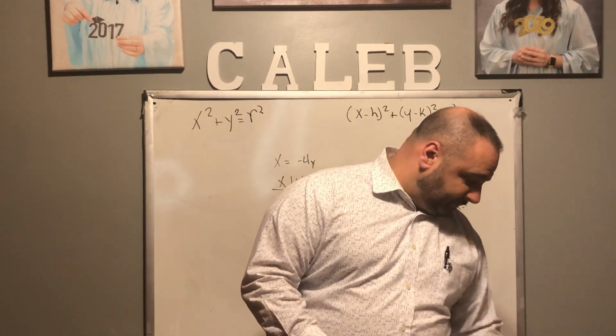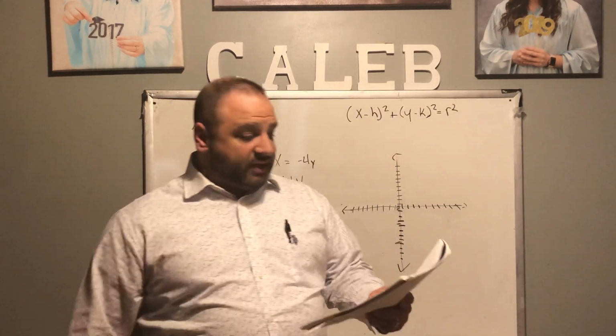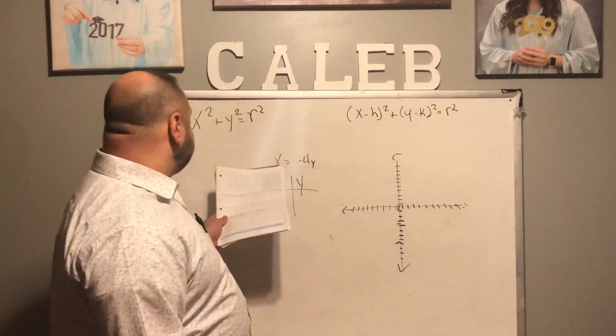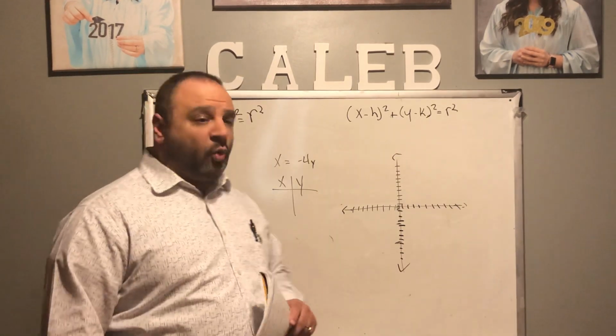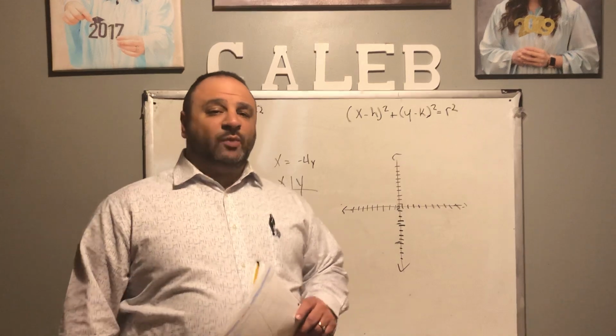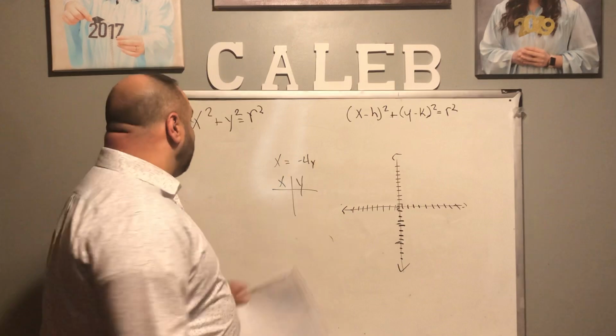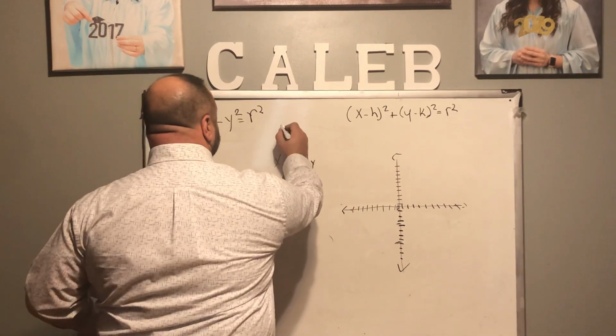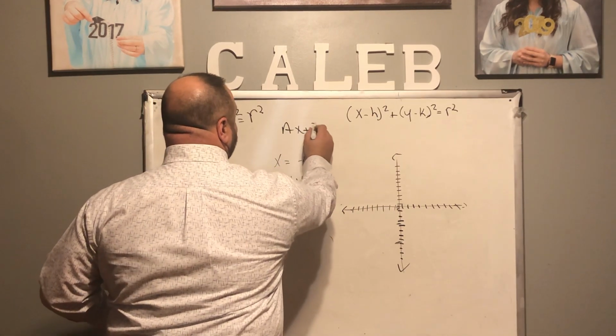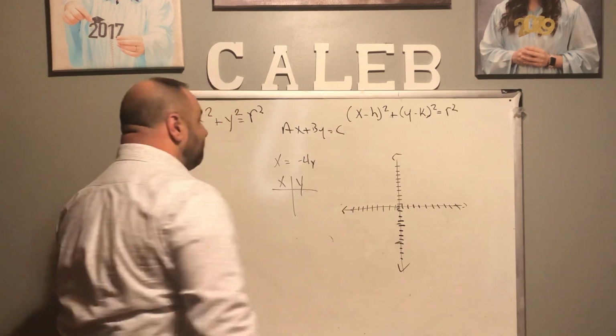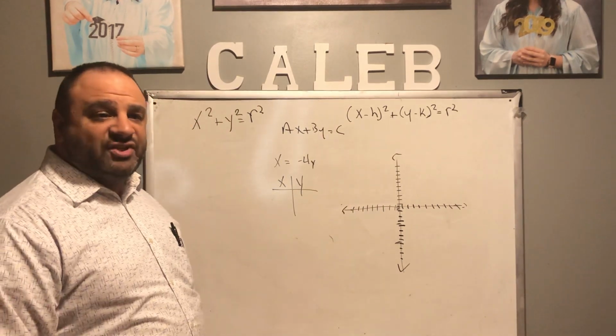All right, page number 26. Number 13, all right? So we have x equals negative 4y. Before we do anything, we need to put this in standard form. Since we are looking at linear equations, the standard form is ax plus by equals c. So we need to rearrange this equation.